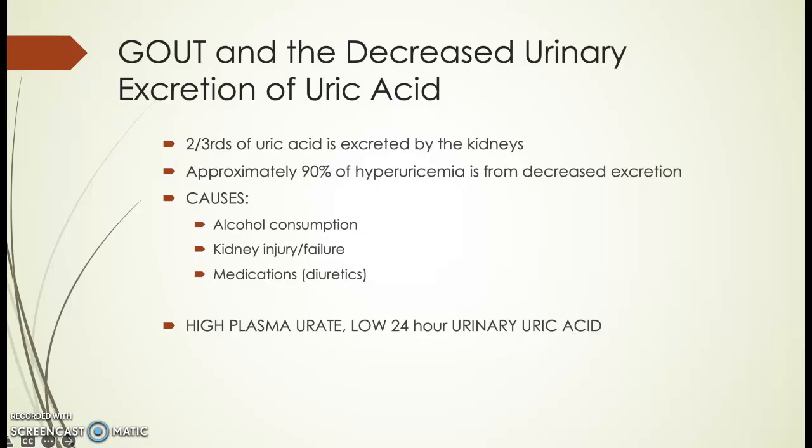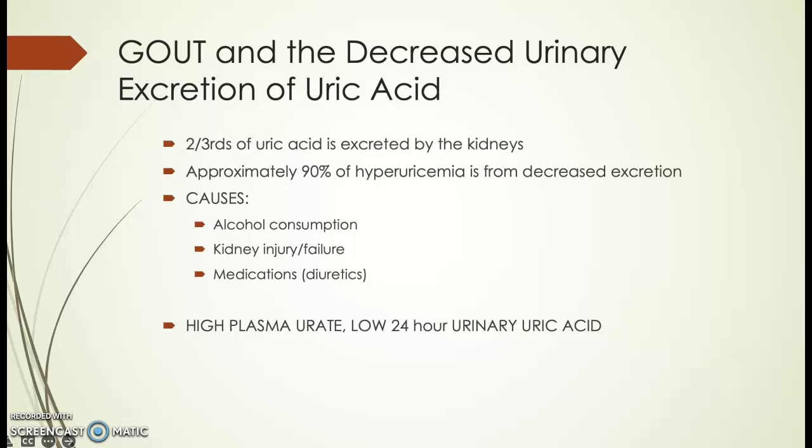Approximately 2/3 of uric acid is excreted from the body by the kidneys, whereas the additional 1/3 is through the intestines. Decreased excretion of uric acid is the cause of the majority of cases of hyperuricemia. Increased consumption of alcohol, especially beer, can cause increased lactic acid. Lactic acid will compete with uric acid and will lead to decreased uric acid excretion. Kidney injury or failure can be another cause of decreased urinary excretion of uric acid.